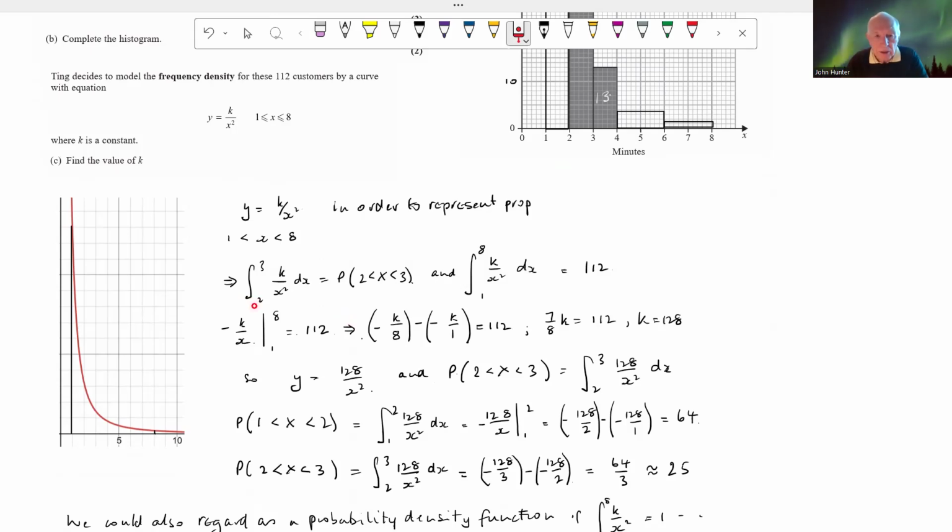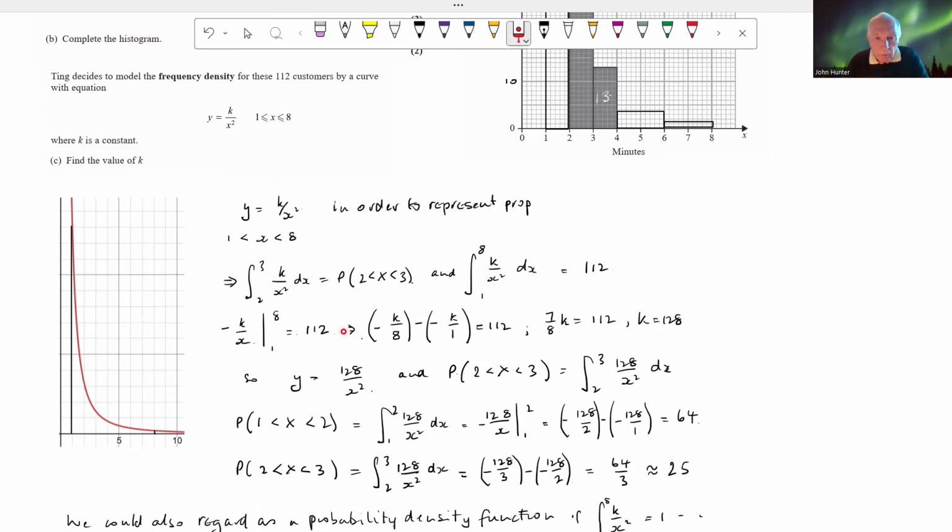In other words, if we wanted the proportion or the number of customers who queued for between 2 and 3 minutes, then we would integrate this function with the limits of 2 and 3. So the whole area has got to sum to 112.